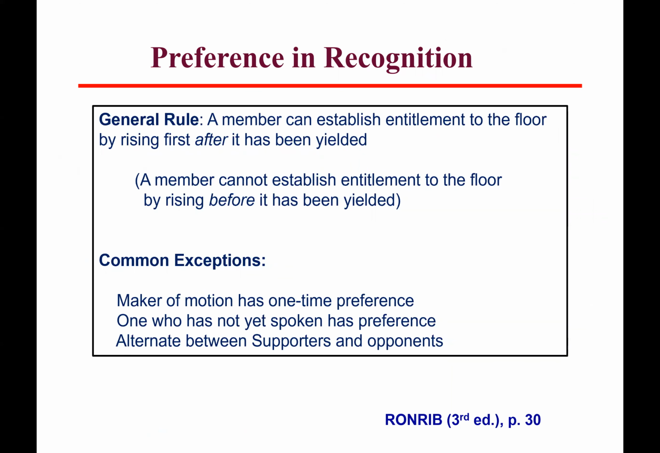The general rule about how the chair is supposed to decide who gets recognition, or who is going to be recognized to speak, is that a member can establish entitlement to the floor by rising first after it has been yielded. A member cannot establish entitlement to the floor by rising before it has been yielded. So don't stand up or raise your hand or make catcalls or noises while somebody's talking, so that you will hopefully be called upon by the chair.